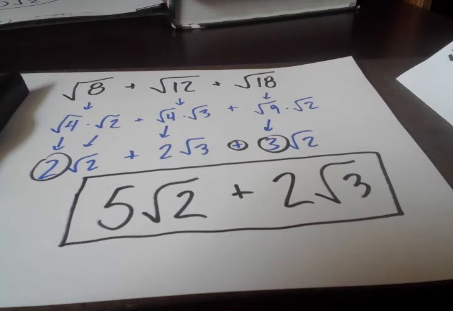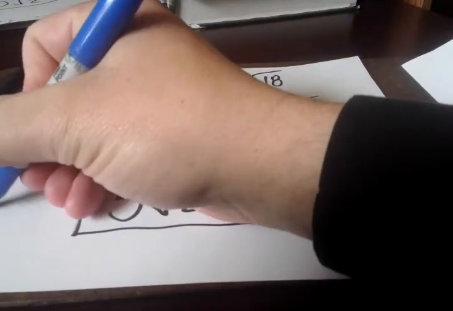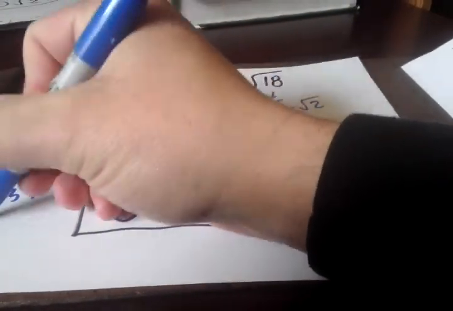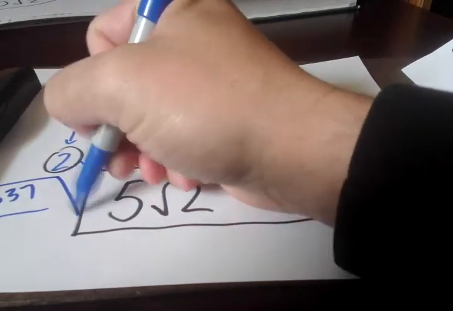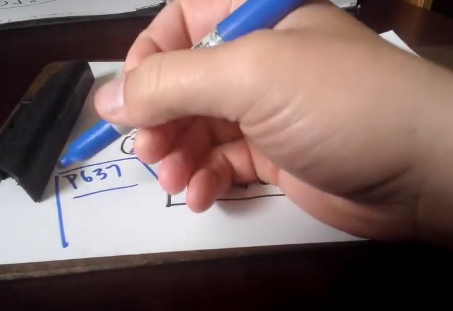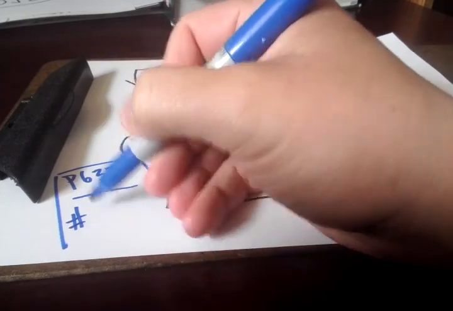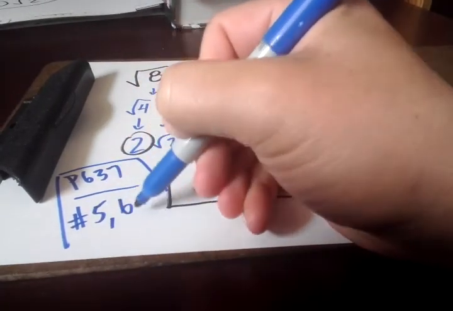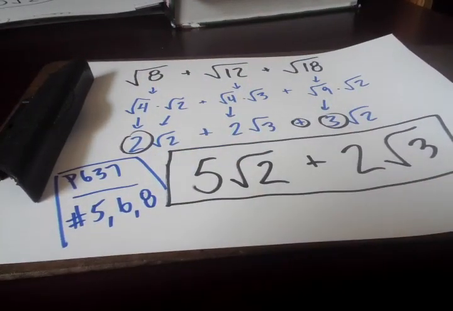Okay. All right, guys. I do want you to try a couple of problems here. Looks like it's also on page 637. I want you to try numbers 5, 6, and 8. All right, 5, 6, and 8 on 637. Good luck.